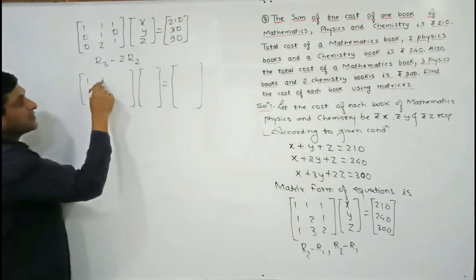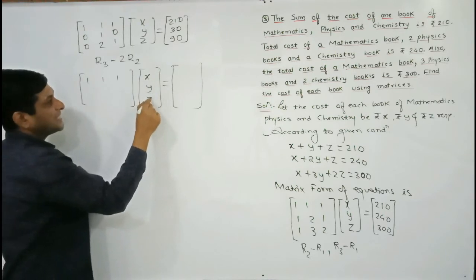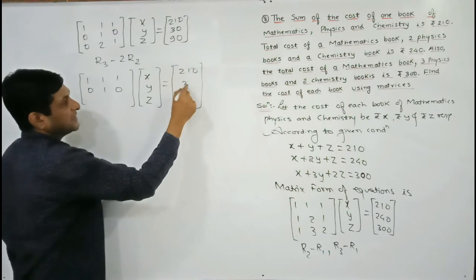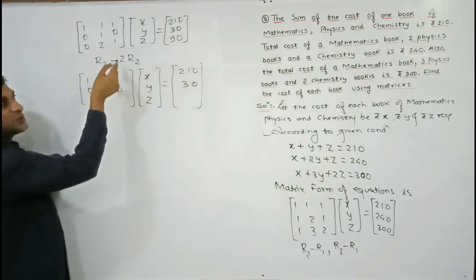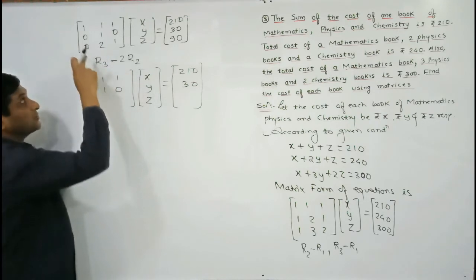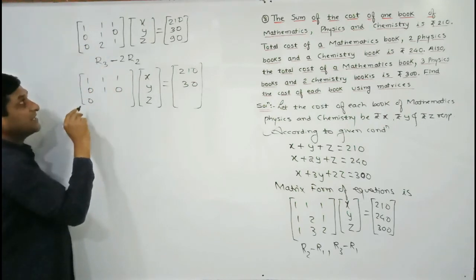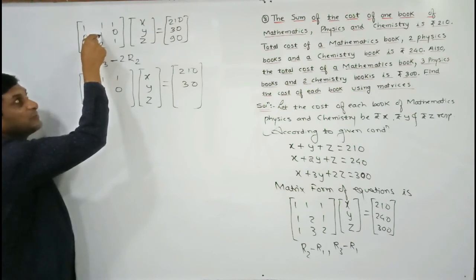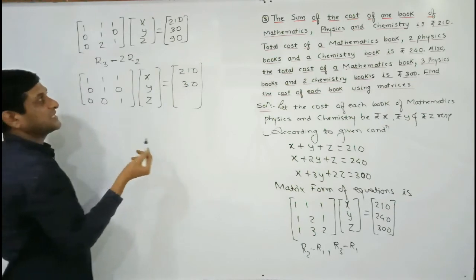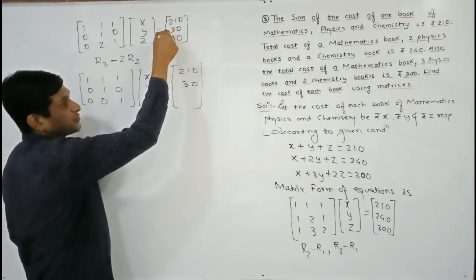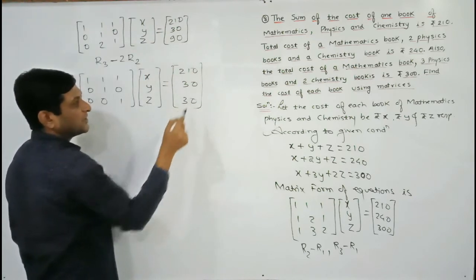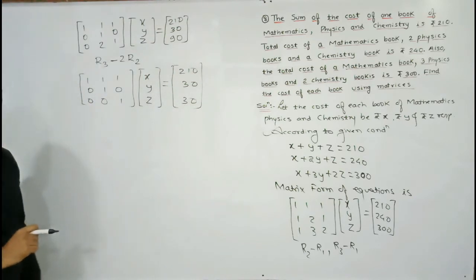Operation is on R3, so keep elements of R1 on both sides as it is. Even the elements of R2 are also as it is. So R3 minus 2 R2, we are using the corresponding elements of R2 and we are multiplying R2 by minus 2. So here 0 is there, so here we will get 0. Multiply by minus 2, 1 into minus 2 is minus 2 plus 2 is 0. Here 0 is there, so this element does not change. Multiply by minus 2, so here we will get minus 60 plus 90 will be equal to 30. Now we can observe that this matrix becomes upper triangular.